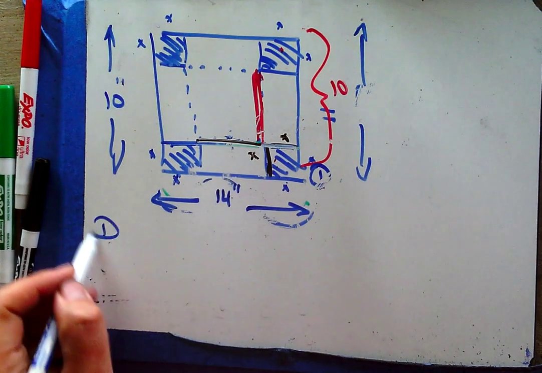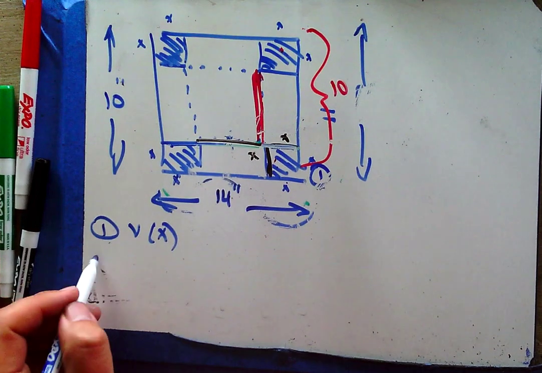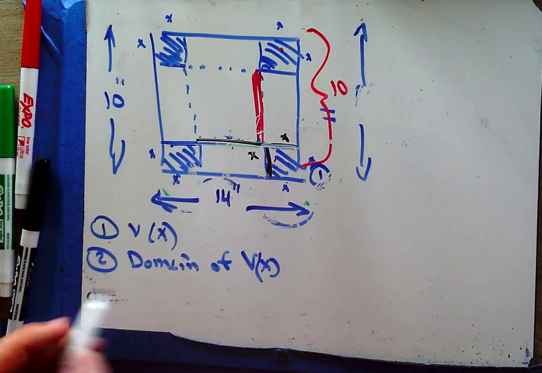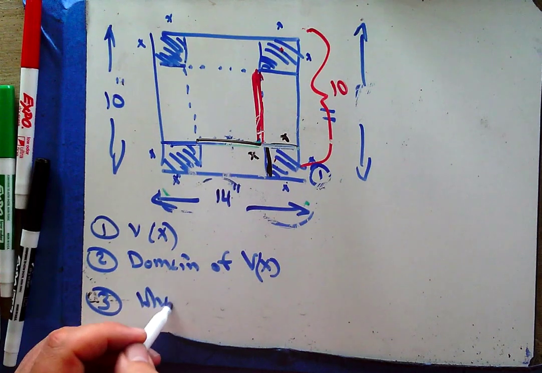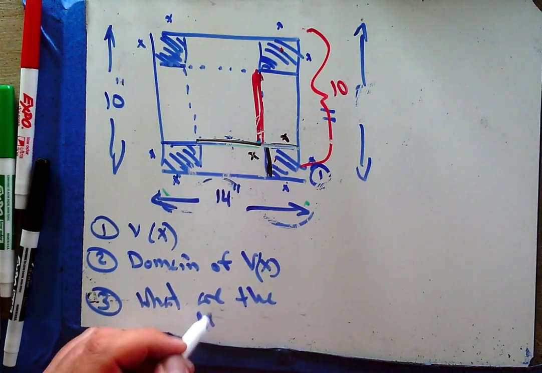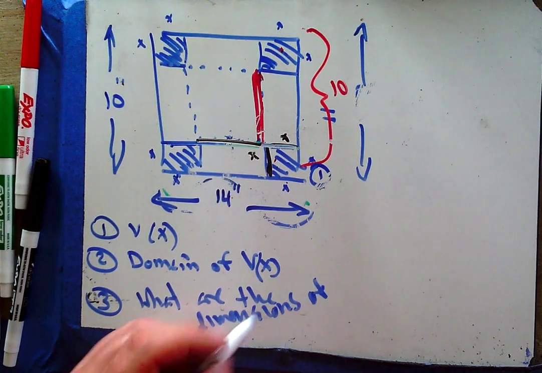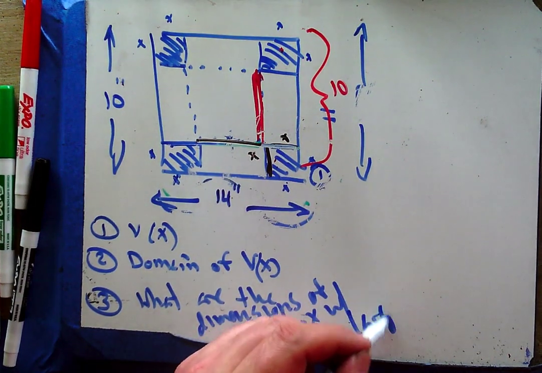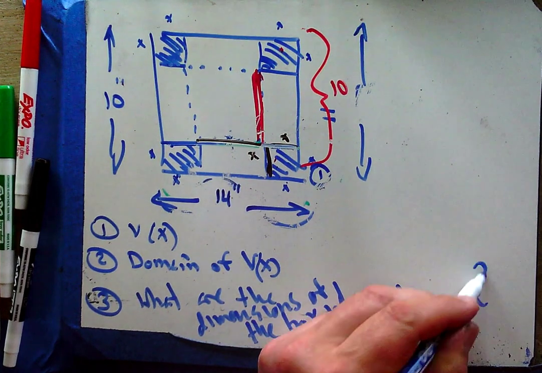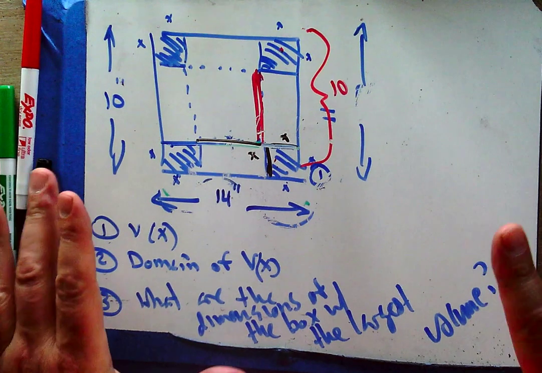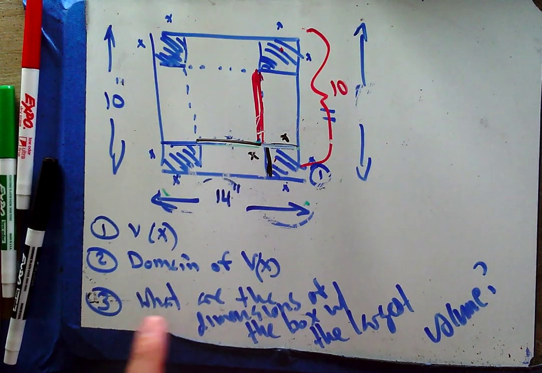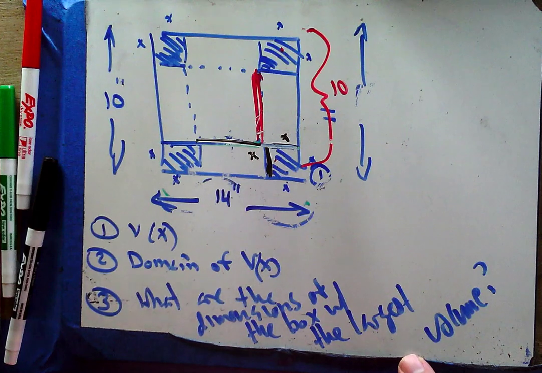And so I want, 1, the volume of the box as a function of x. 2, I'd like to know the domain of V of x. And 3, what are the dimensions of the box with the largest volume. Okay, so please pause the video, find V of x, find the domain of V of x, and figure out what the dimensions of the box with the largest volume would be. Okay, I'll see you in a few minutes.